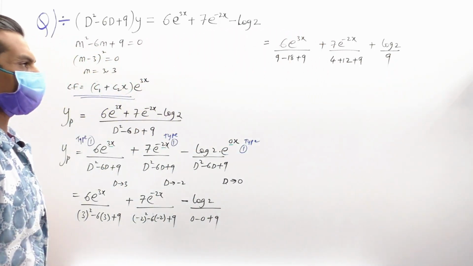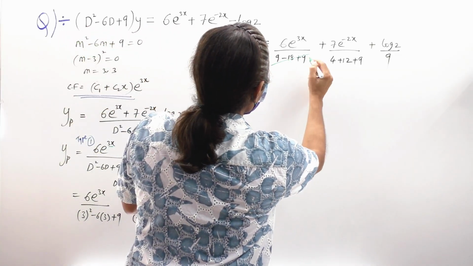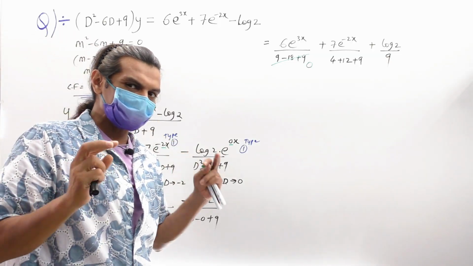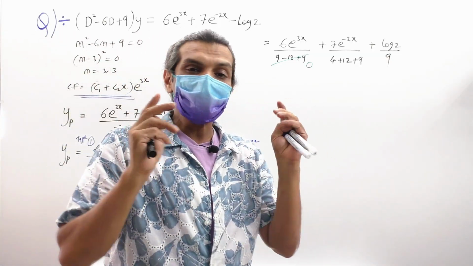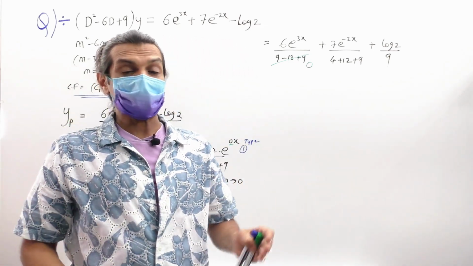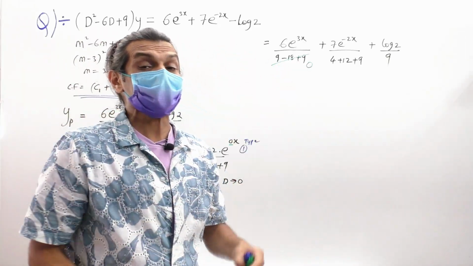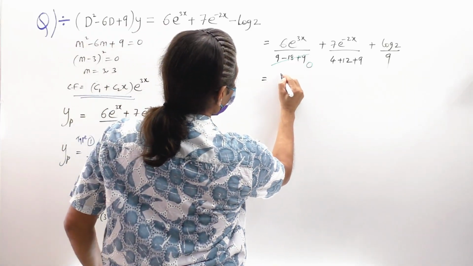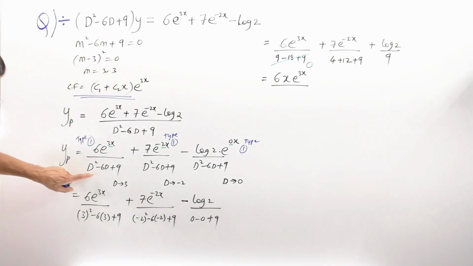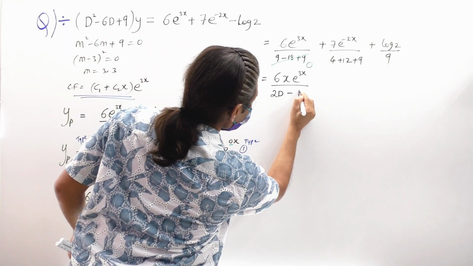Done. Let's again simplify. Now if you simplify this, see what happens here. 9 minus 18 plus 9 becomes 0. Now again recall, we have solved many questions of type number 1. If in type number 1 we replace all the D in the denominator by a, and after replacing, the denominator becomes 0, then what do we do? Multiply the numerator by x and differentiate the denominator. What is that? Differentiate D squared, it is 2D, minus differentiate 6D, it is 6. That's it.